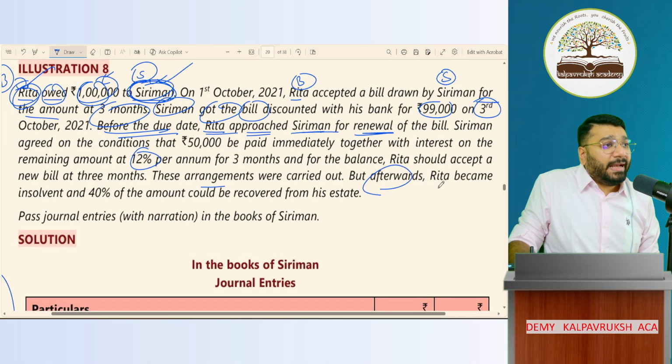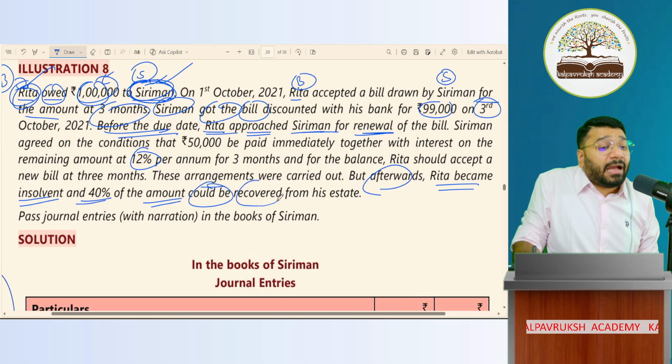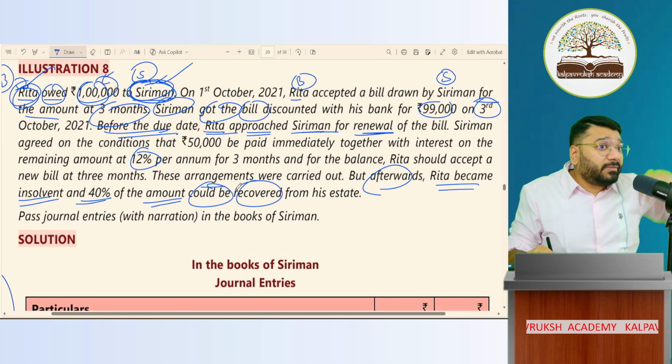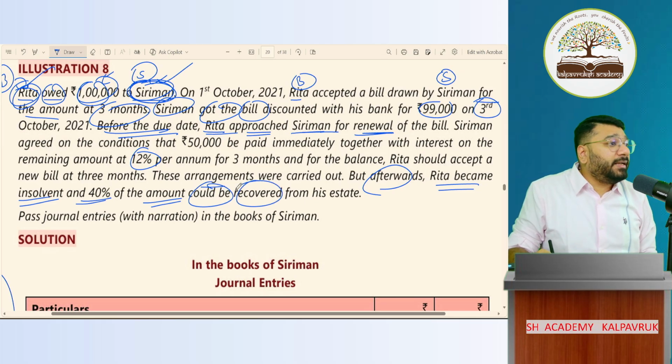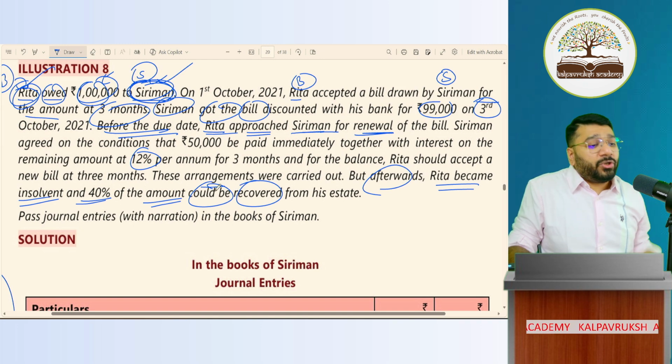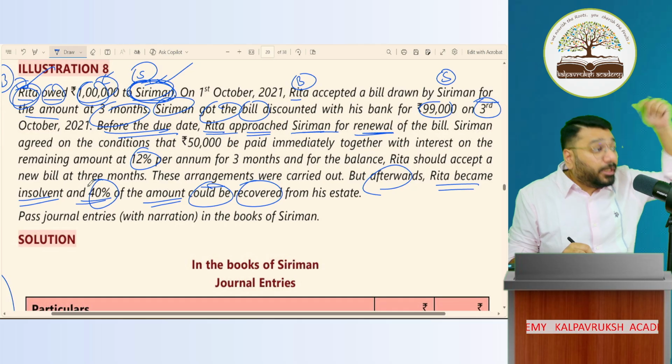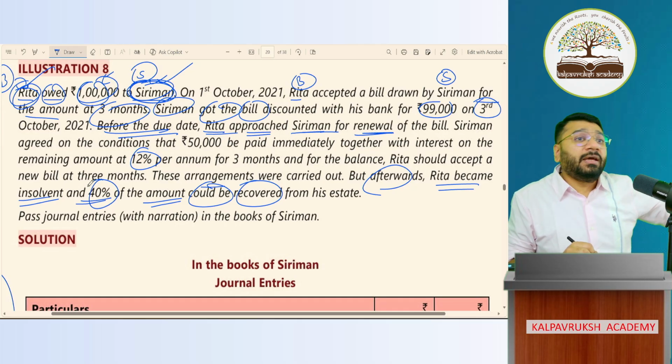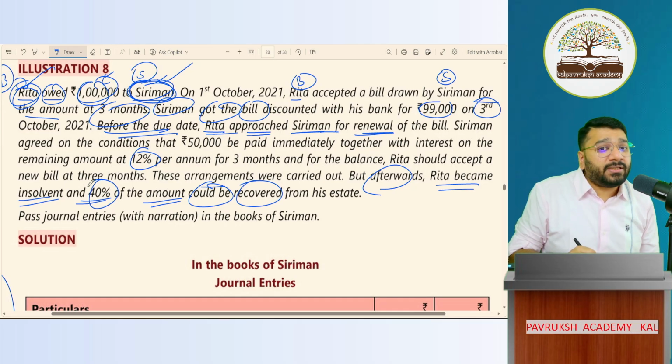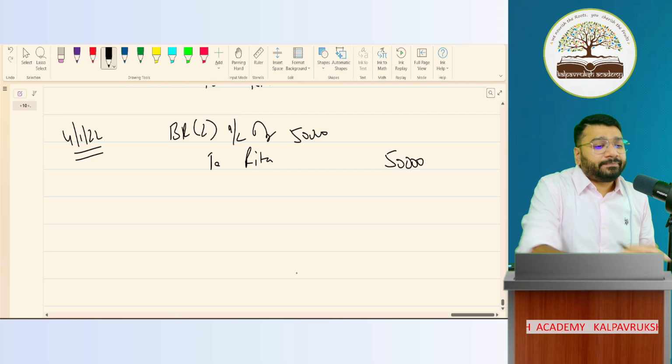Then what is happening? Afterwards, later, Rita became insolvent. 40% of the amount could be recovered. How much could not be recovered? 60%. Okay, not okay. In the previous question, they did not give this percentage. You had to calculate. But in this question, they have calculated and given the percentage. Got it? Okay.